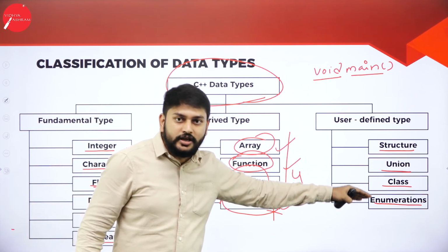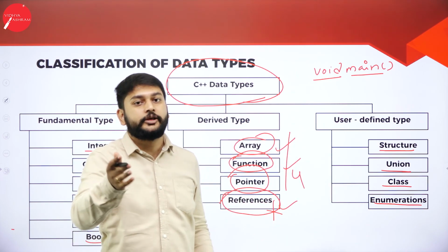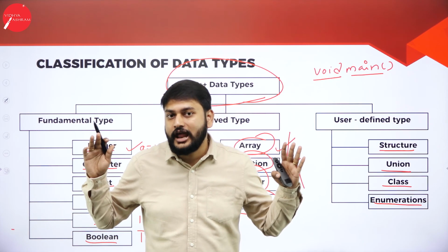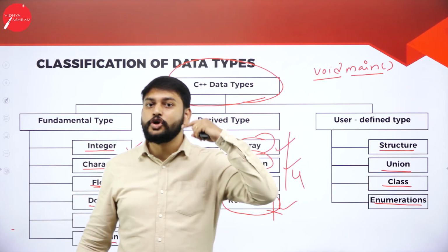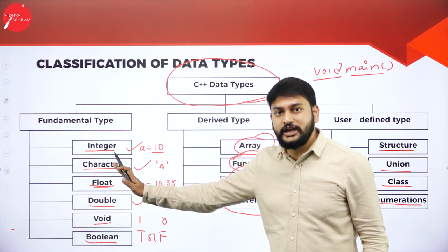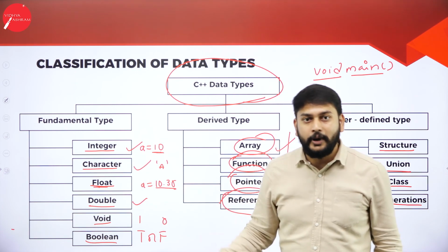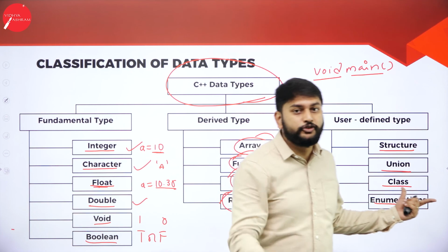These are not predefined data types, these are user defined data types. Using these data types you can create your own data types. That's what you have to understand. So this is predefined, it is already defined, but here you are trying to define your own data type. So that's what you have to understand.